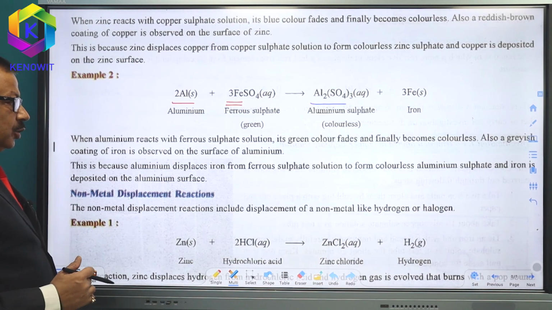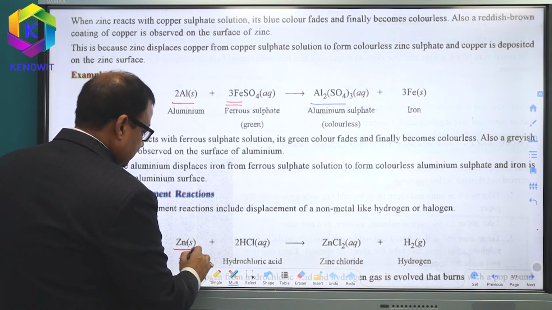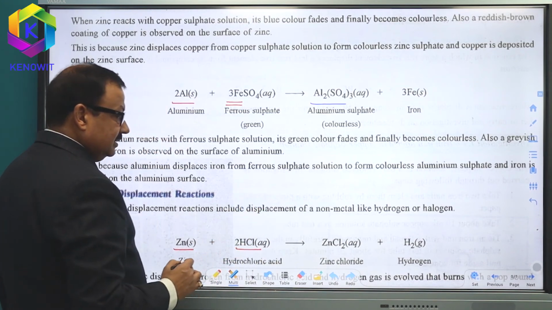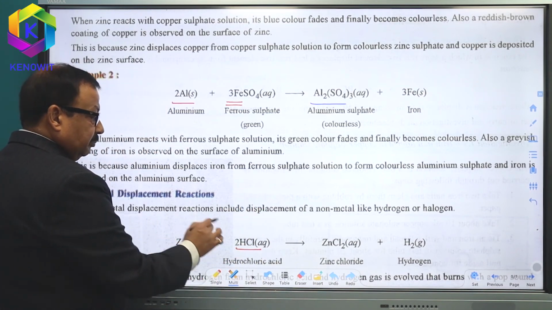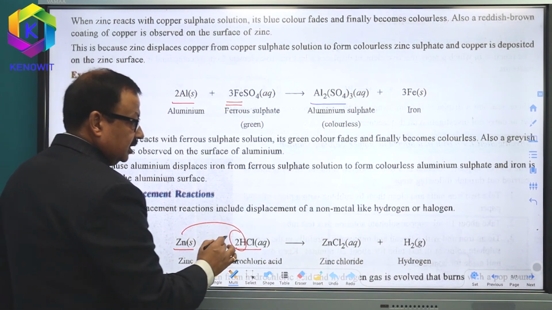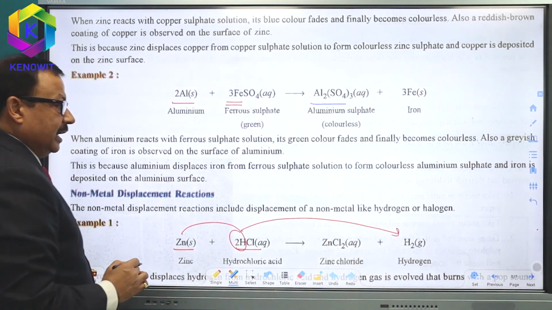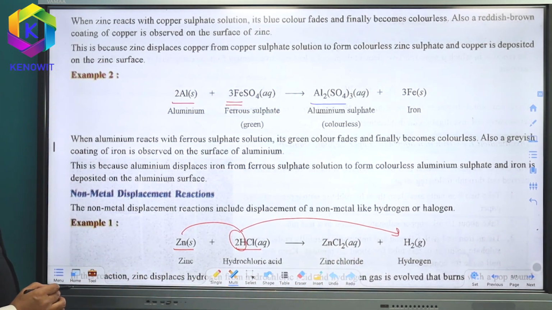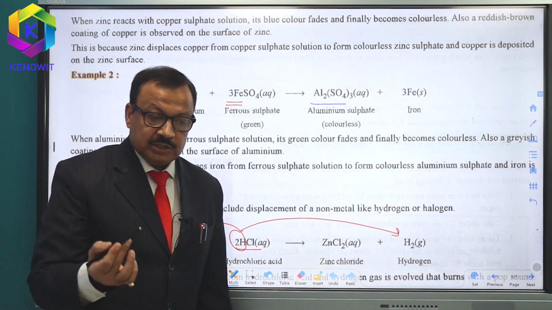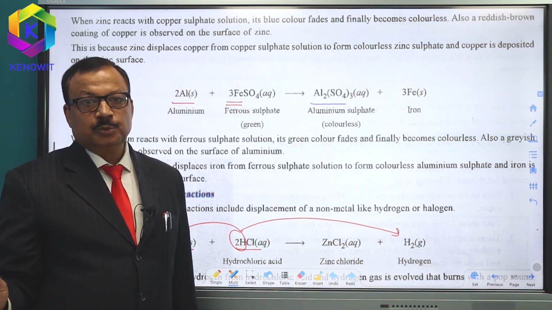Again, zinc plus hydrochloric acid, this is a non-metal displacement reaction. Zinc is a metal and HCl is hydrochloric acid. So zinc displaces this hydrogen from the solution in the form of hydrogen gas. So zinc chloride plus hydrogen gas is formed. So zinc is more reactive. Some metals that are more reactive than hydrogen are able to displace hydrogen from the solution.